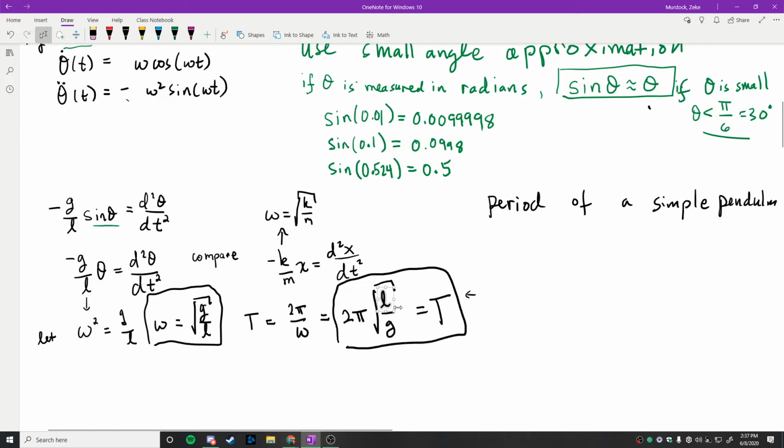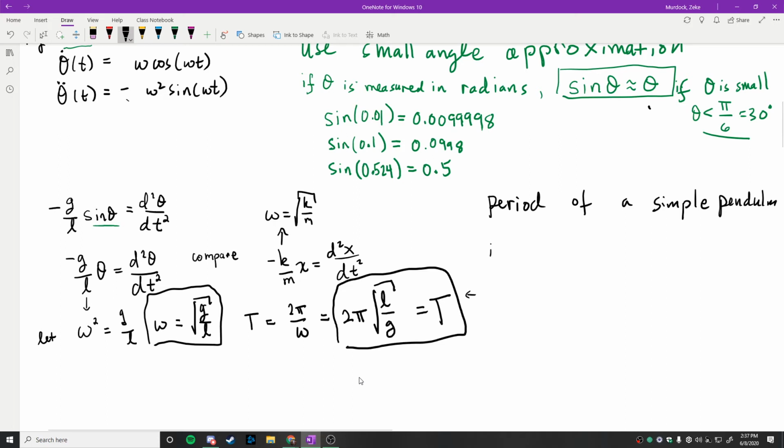And that's a really powerful thing to know, because it's a direct connection between distance and time. The length tells you how long it takes to swing back and forth. That's pretty powerful. That means you can make clocks. This is the idea behind how a grandfather clock works. I can tell you really quickly right here.